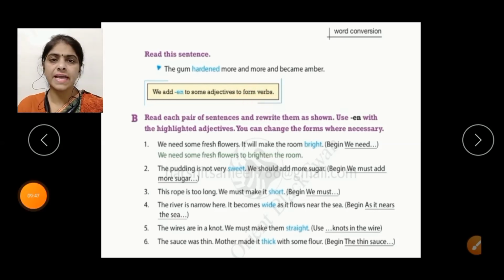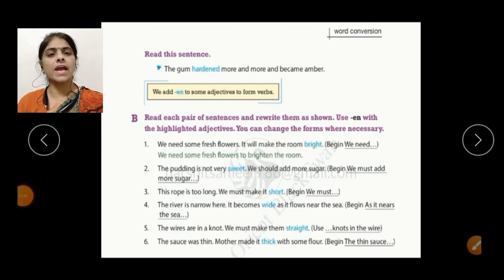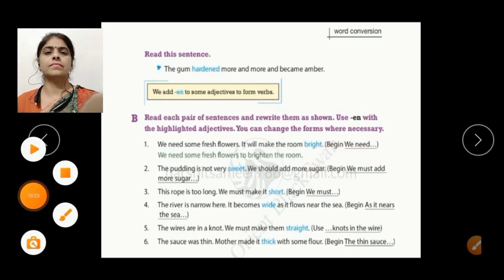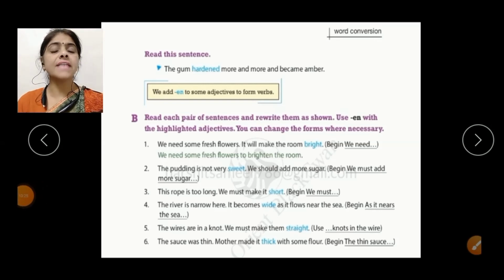Now let's have exercise B, which is related to word conversion. In this exercise, we have to read each pair of sentences and rewrite them as shown. Use en with the highlighted adjectives. You can change the forms where necessary. So in this exercise, we have 6 sentences and each sentence has one highlighted word and along with that some other words in the bracket. So here you can see these highlighted words like bright, sweet, short, wide, straight and thick.